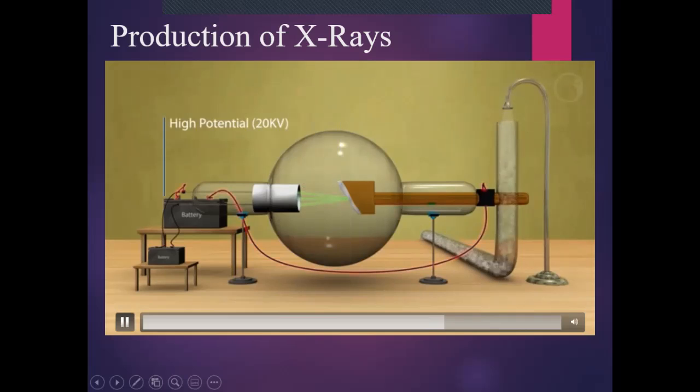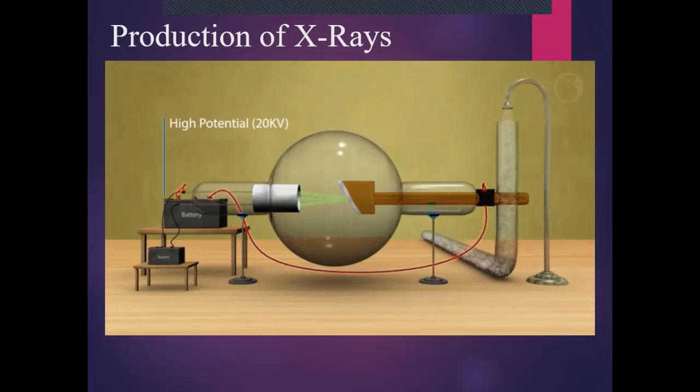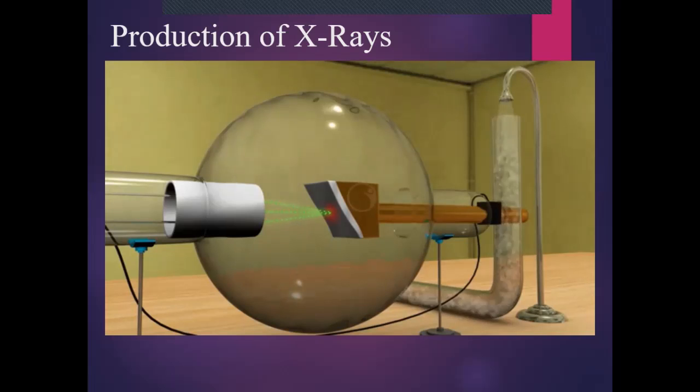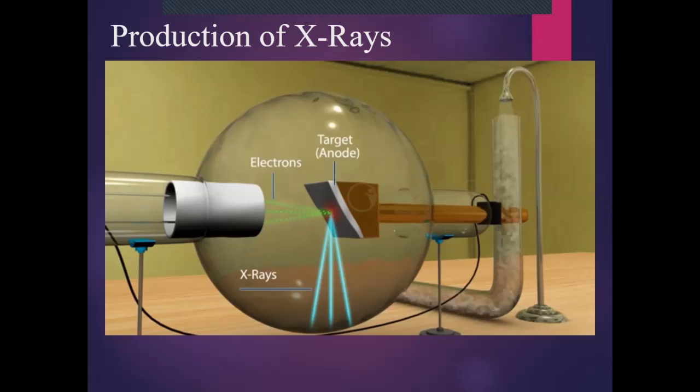A very high potential of 20 kV is applied between the source and the target. Due to the high potential difference, the electrons are accelerated towards the anode and it hits the metal. When it hits, the kinetic energy is transferred to produce X-rays. The intensity of the X-rays depends on the number of electrons striking the metal target.